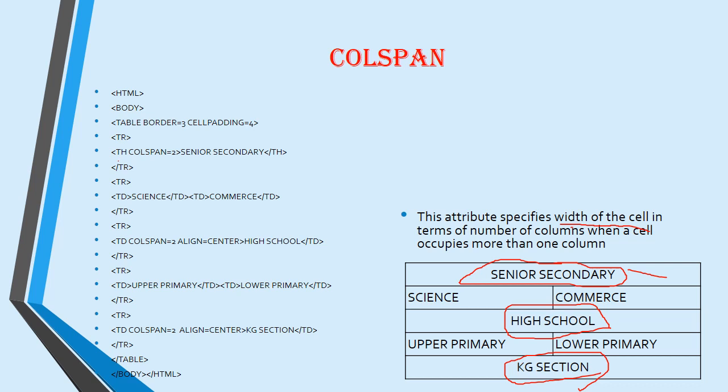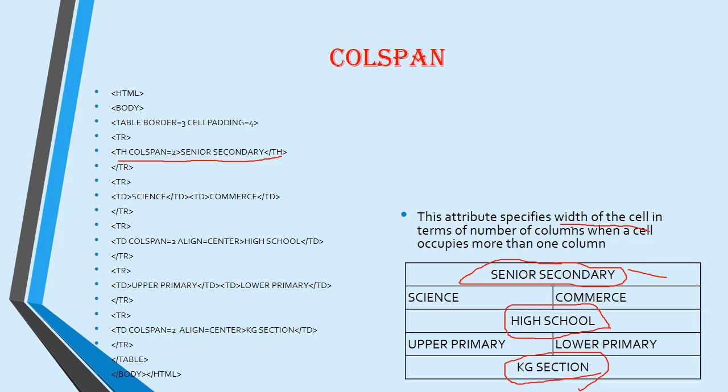So the first th itself, that is the header of the table itself, I have given as senior secondary. So th colspan equal to 2, senior secondary /th. Only that is there, so I have closed it. Now TR, next TD, science /TD, TD commerce /TD /TR, that is our TR. Then TD colspan equal to 2, again I have done. Then align equal to center, I am aligning it.